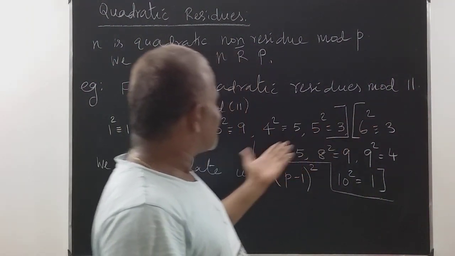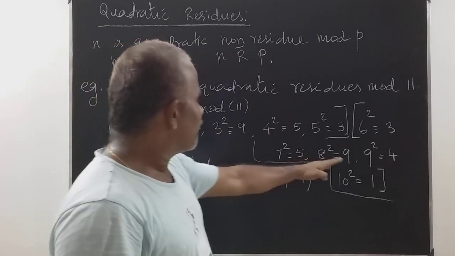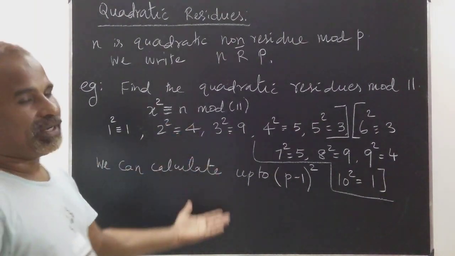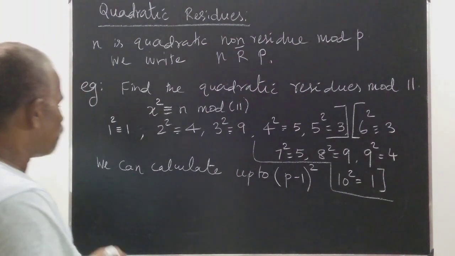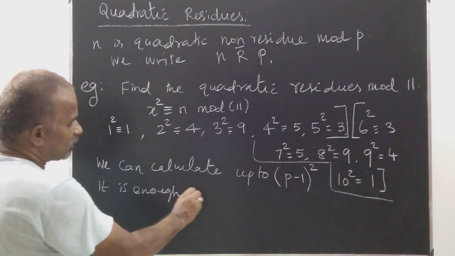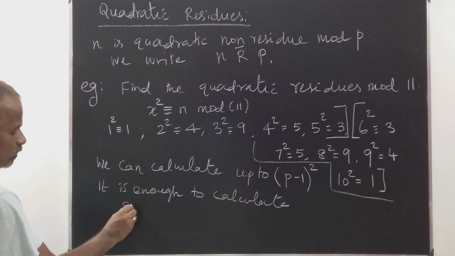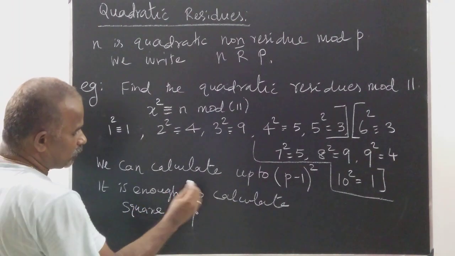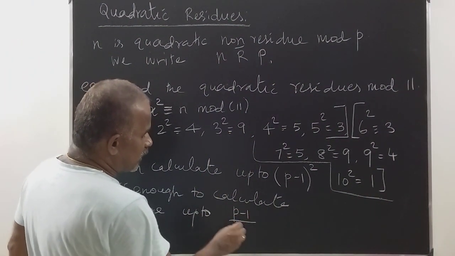Here the same things are repeated. 6 squared is again 3, 7 squared is again 5, 8 squared is again 9, 9 squared is 4, everything repeats. So it is enough to calculate squares up to p minus 1 divided by 2.